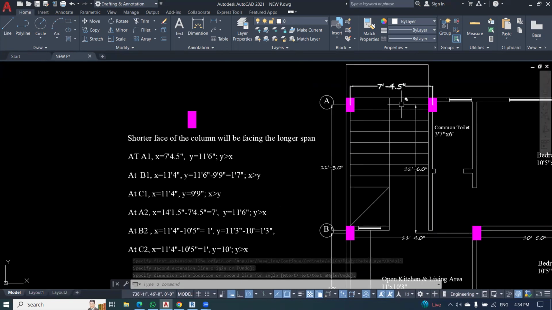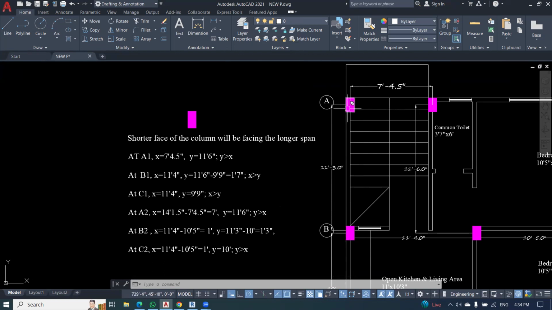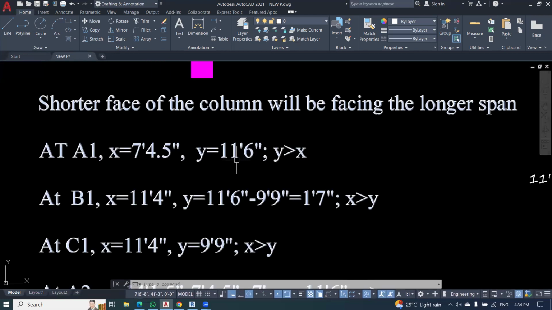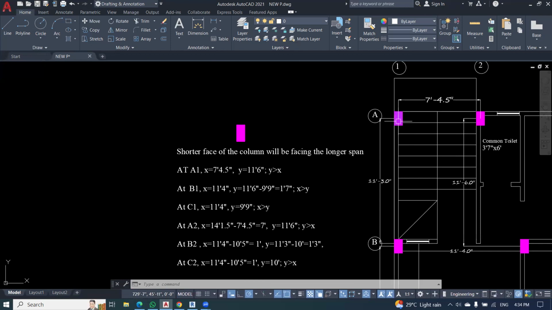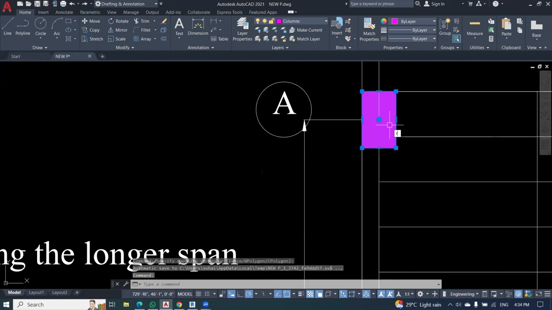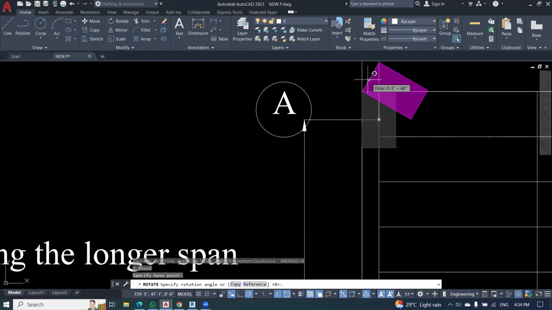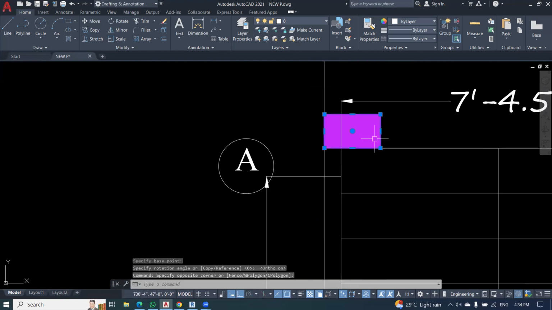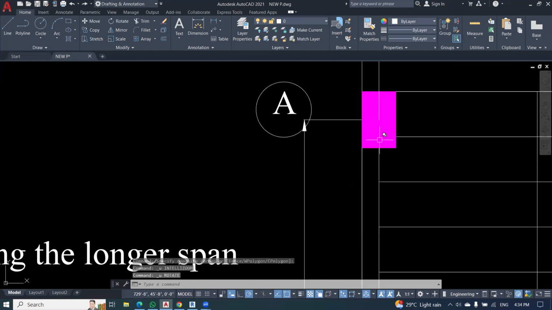This is the horizontal one, this is the vertical one. Two beams go from the column, to the right side and towards the bottom side. The length of the beam over here is 7 feet 4.5 inches, and over here it is 11 feet 6 inches. Which of the two is bigger? Y is bigger, so y is greater than x. This beam length is longer, so we turn the column this way. Instead of placing it like this, you are supposed to place it like this.